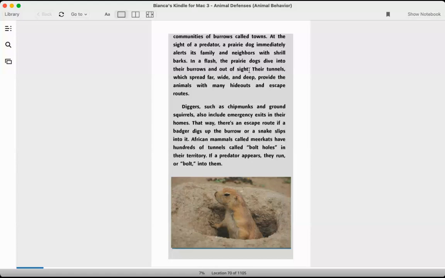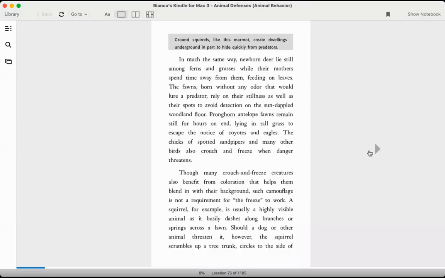Diggers, such as chipmunks and ground squirrels, also include emergency exits in their homes. That way, there's an escape route if a badger digs up the burrow or a snake slips into it. African mammals called meerkats have hundreds of tunnels called bolt holes in their territory. If a predator appears, they run or bolt into them.